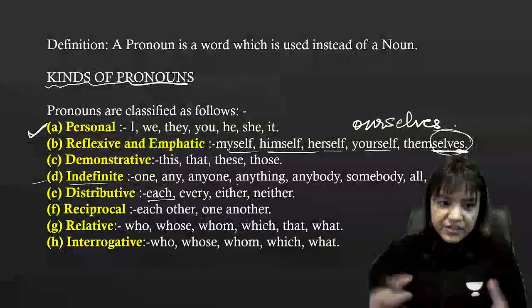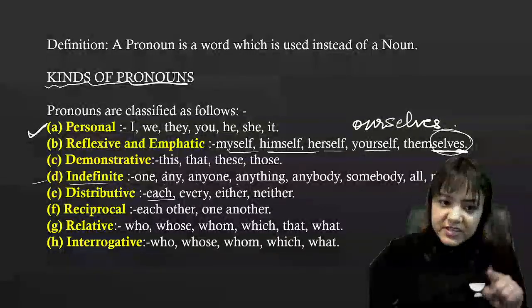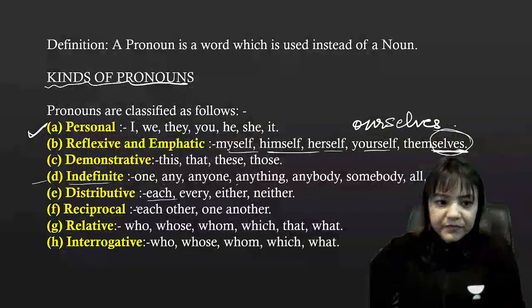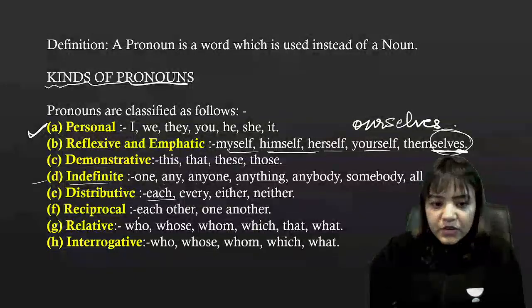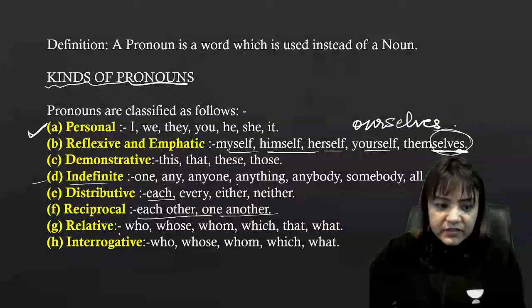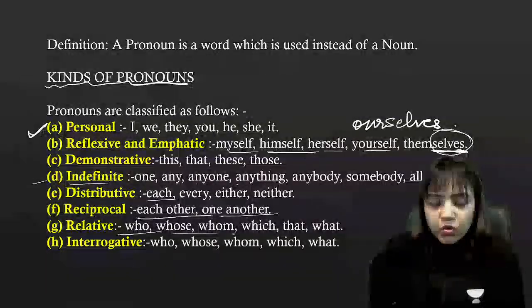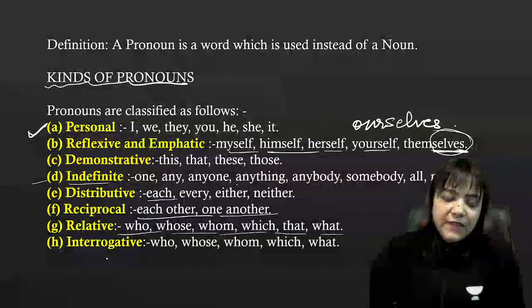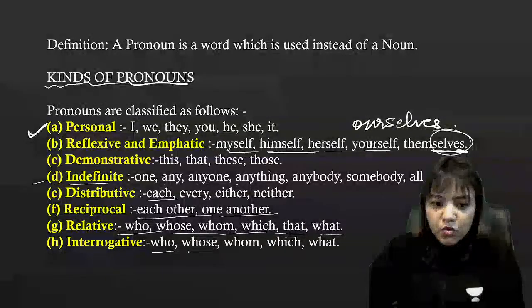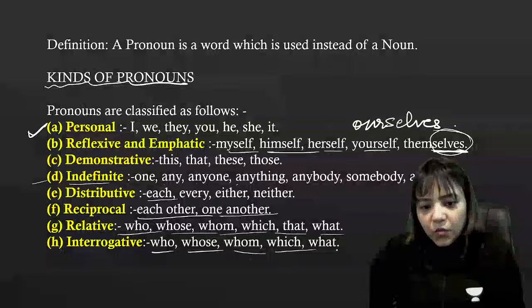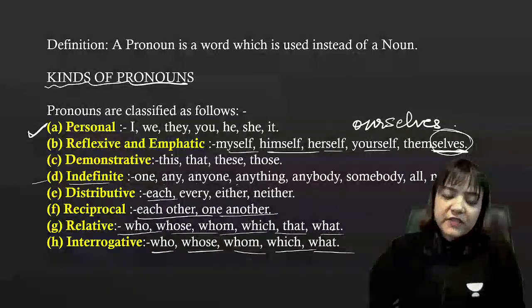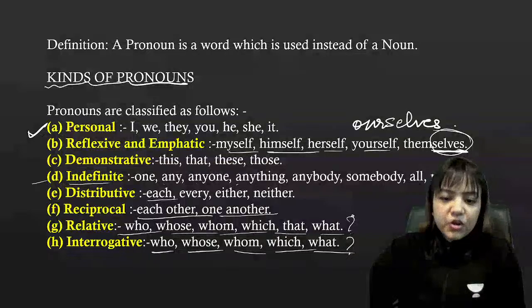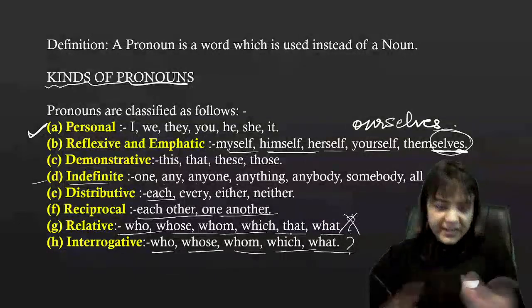Each, something that distributes. Demonstrative is something that demonstrates: this, that, these, and those, okay? Reciprocal is each other and one another. Relative is who, whose, whom, which, that, what, okay? And finally, we have interrogative as who, whose, whom, which, what, okay? Interrogative, again, these are for questions, and relative are not for questions, they are to relate to a sentence, okay.